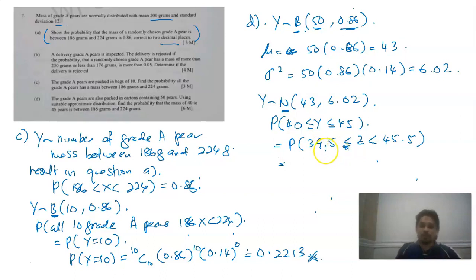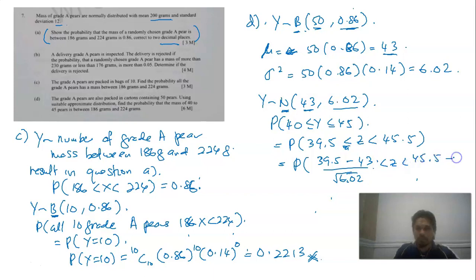Please refer to the small topic in the normal distribution, what we call continuity correction. So in this case it is Z equal to (39.5 minus 43) divided by the standard deviation, the square root of 6.02, and (45.5 minus 43) divided by the square root of 6.02.